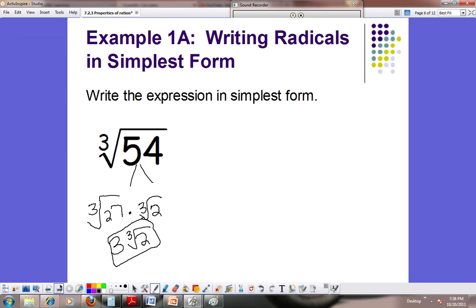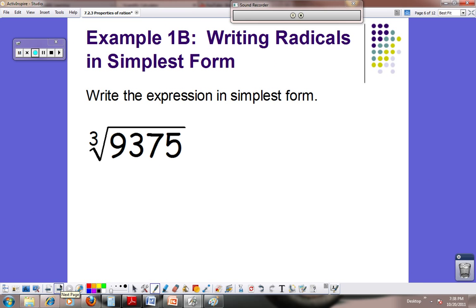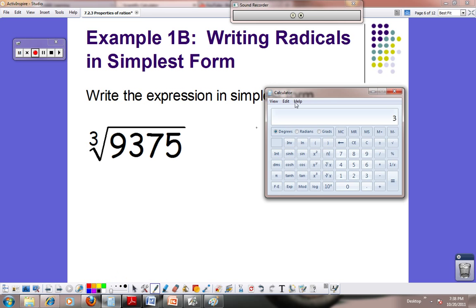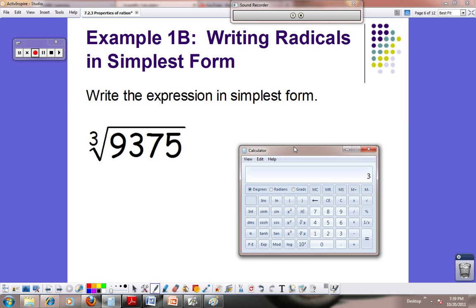All right, so let's take a look at another example. Now I'm looking for the cube root of 9,375. If you look at that list, let's go ahead and pull up this calculator. If we go all the way down the bottom of the list, 10 to the third power would give us 1,000.